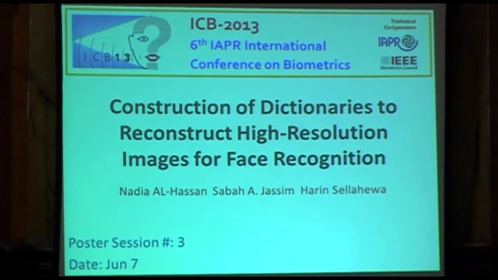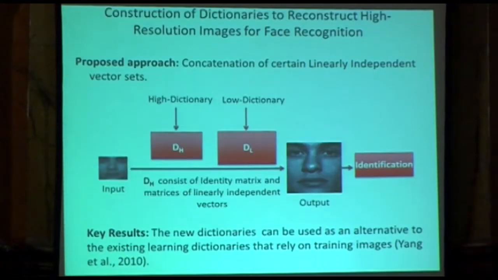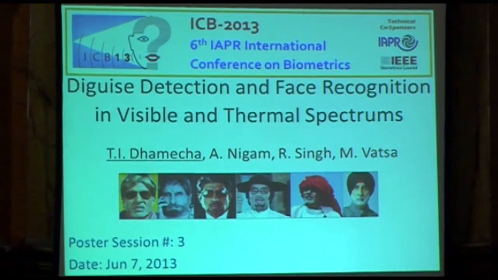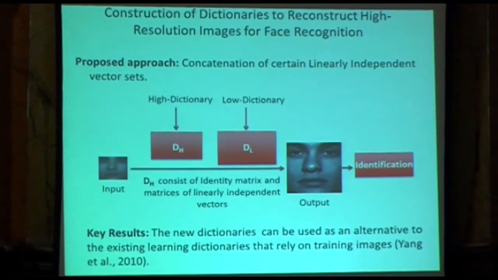Right, I'm presenting this paper on behalf of my colleagues at the University of Buckingham. The problem that we are looking at in this paper is that we have a single low-resolution image, and we are trying to construct a high-resolution image based on this single low-resolution image. It has been shown over the past few years that compressive sensing approaches can be successfully used to construct such high resolution. What are the contributions in this paper?